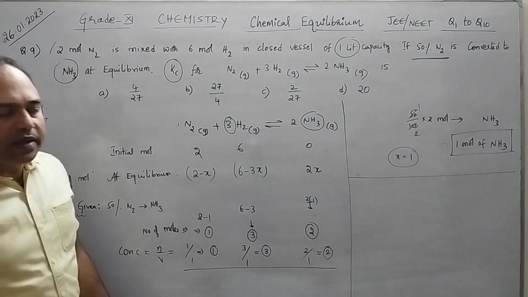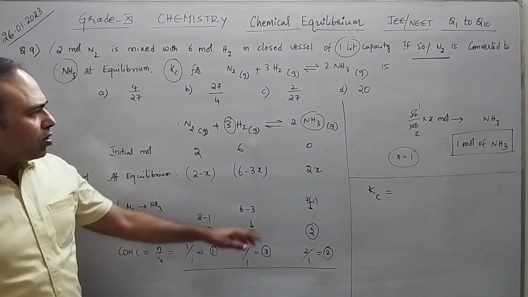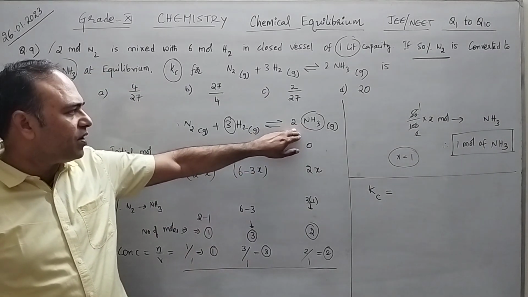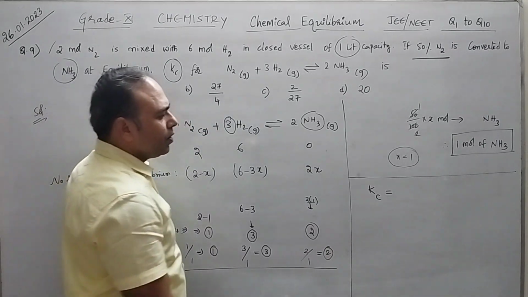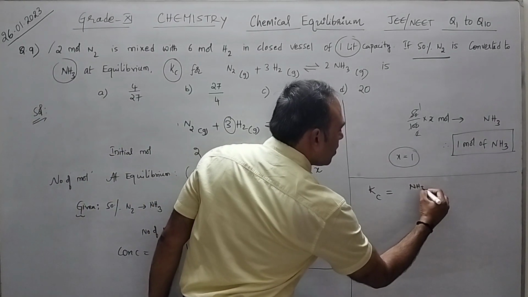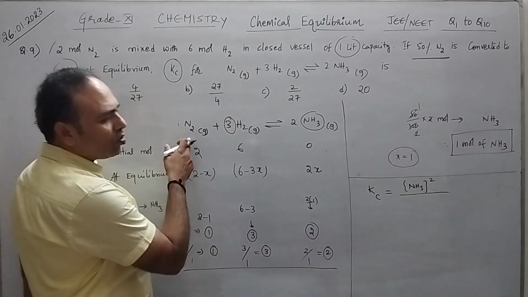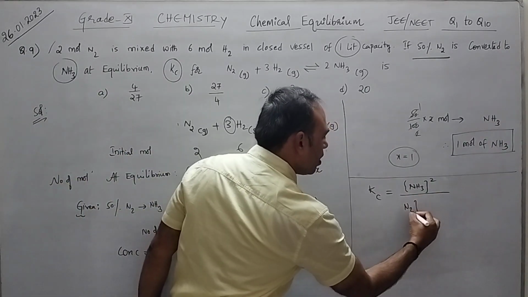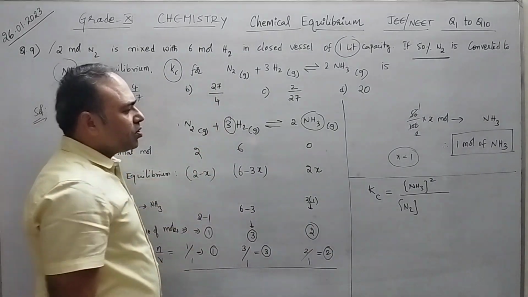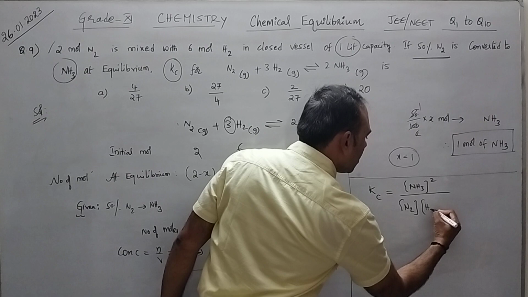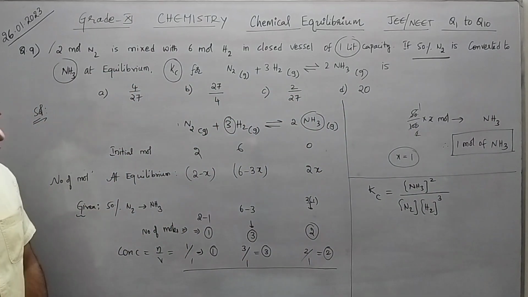Now apply the formula. What is the formula? Kc is equal to the concentration of products raised to the coefficients by concentration of reactants raised to the coefficients. So NH3 concentration squared by, here N2 coefficient is 1, therefore no power here, so simply we can write it as 1. So H2 concentration to the power of 3, because the coefficient is 3. Hope you have understood this.